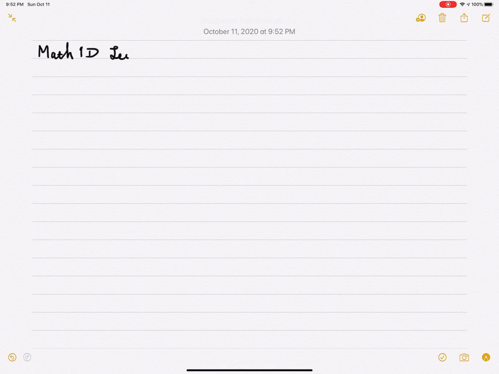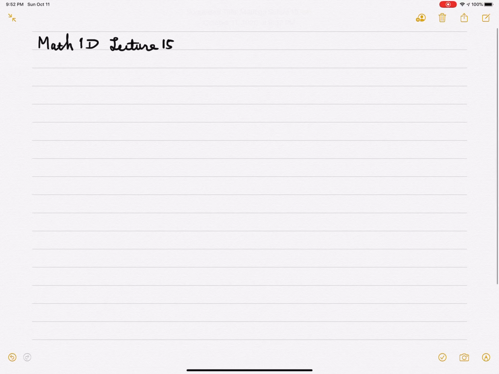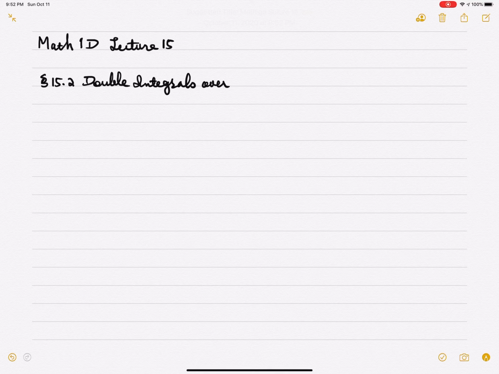Okay, so this is lecture 15. This is the second part of section 15.2, double integrals over general regions.